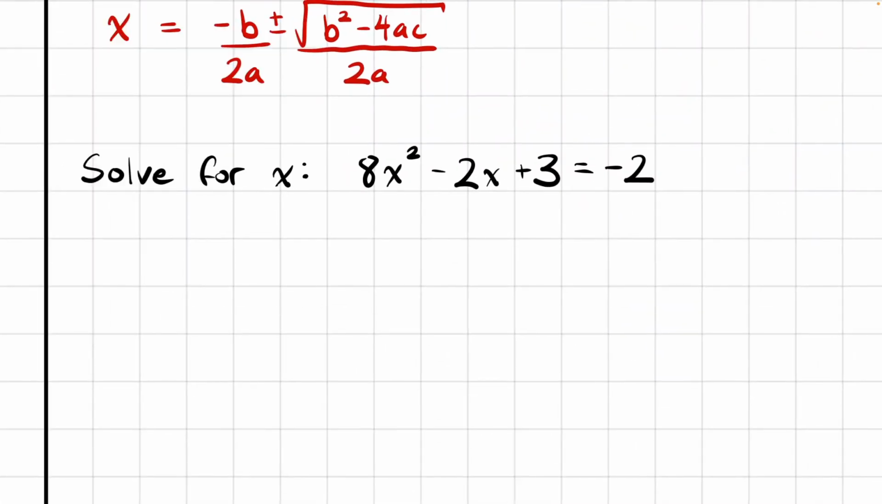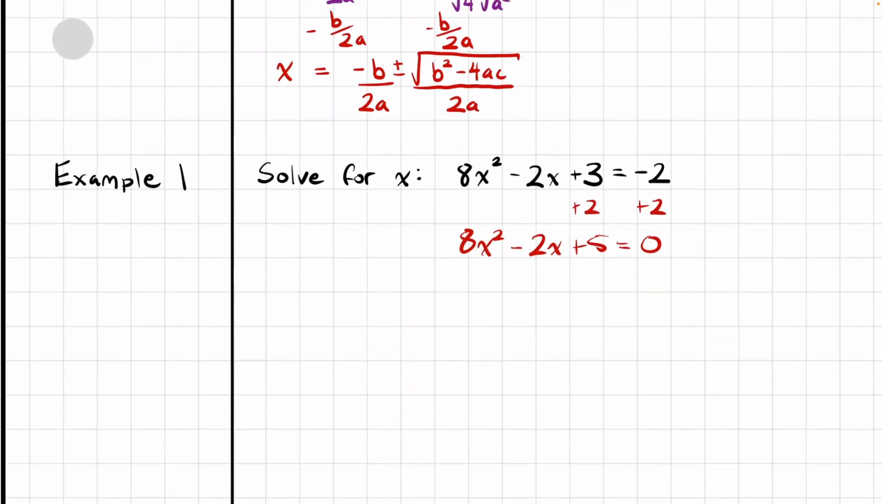The only thing that you need to make sure that you do at the very beginning that might be tricky: this side needs to be what? 0. So I'm going to add 2 to both sides, and I get 8x squared minus 2x plus 5 is equal to 0.